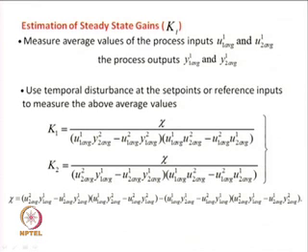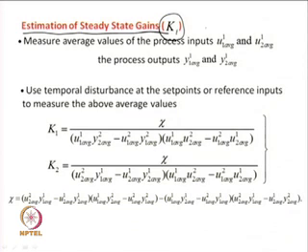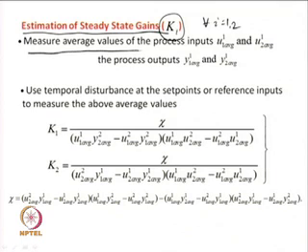Now, we will start with the stages or the procedure for estimation of the parameters associated with SISO transfer function models. First, we will try to identify the steady state gains given by KI for all I equal to 1 to 2. That means how to find K1 and K2 will be described now. Now, measure the average values of the process inputs. What are the process inputs? U1 and U2.